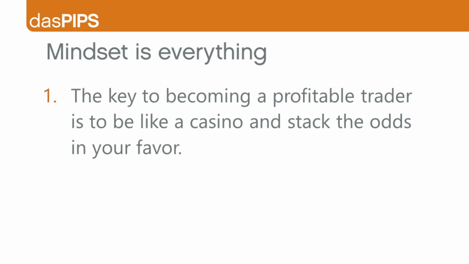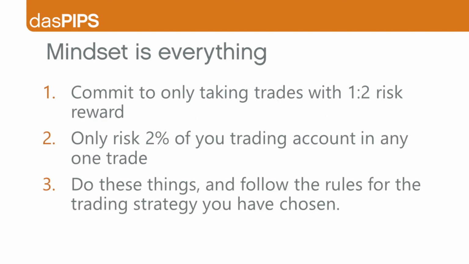Mindset is everything. The key to becoming a profitable trader is to be like a casino. You got to stack the odds in your favor. We talked about that when we went over the 1 to 2 risk reward ratio, the fact that you only have 2% risk in any one trade. Commit to taking your trades with 1 to 2 risk reward. Only risk 2% of the trading account in any one trade. Do these things and follow the rules for your trading strategy, and you will be good.